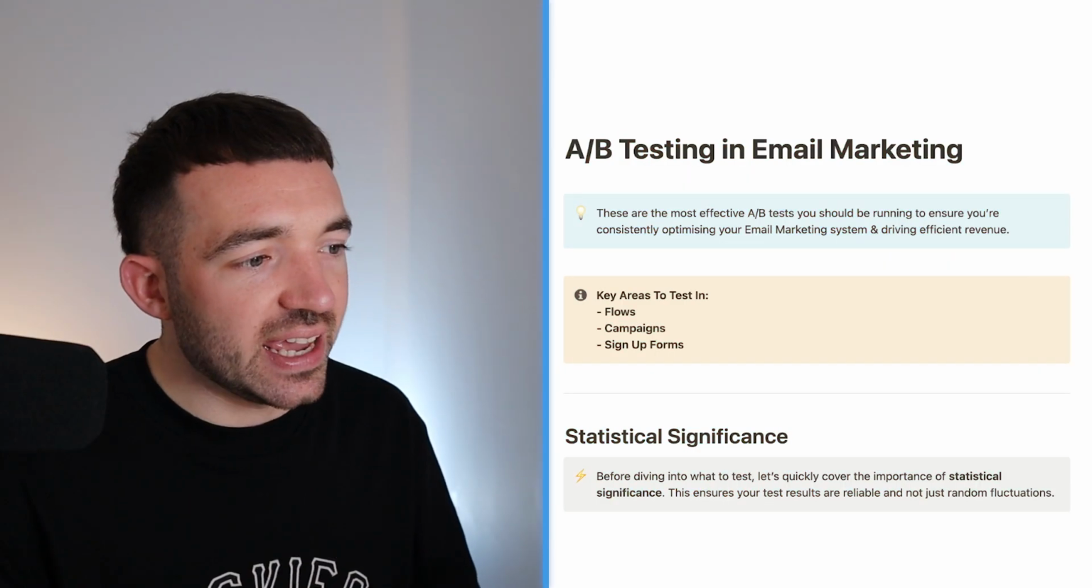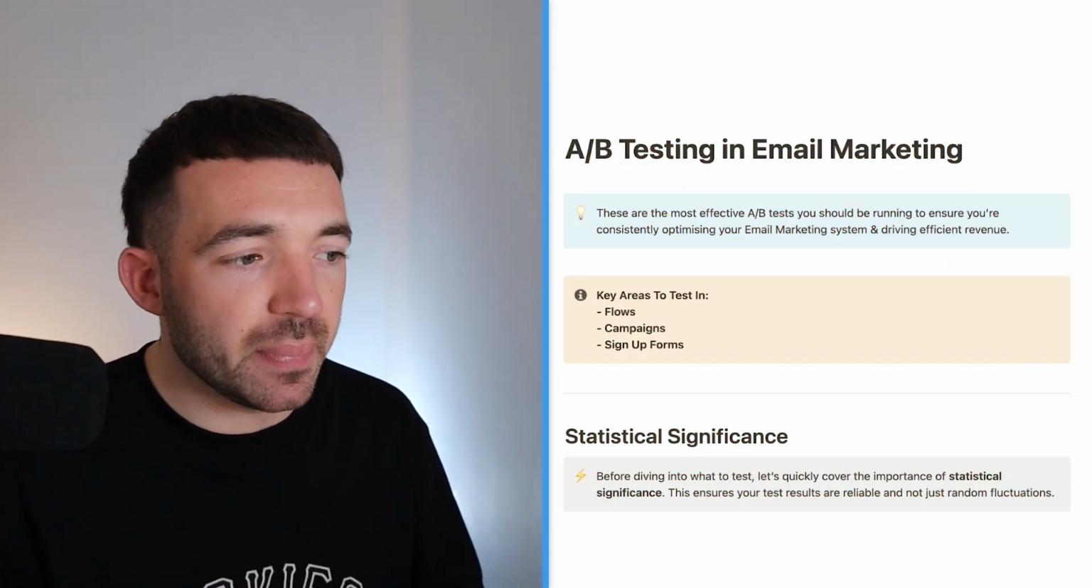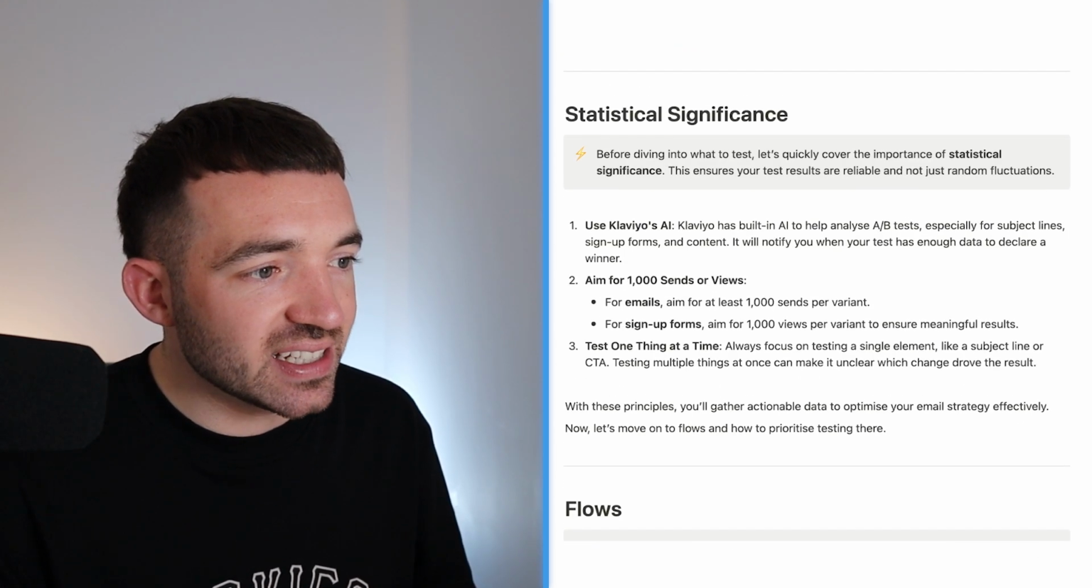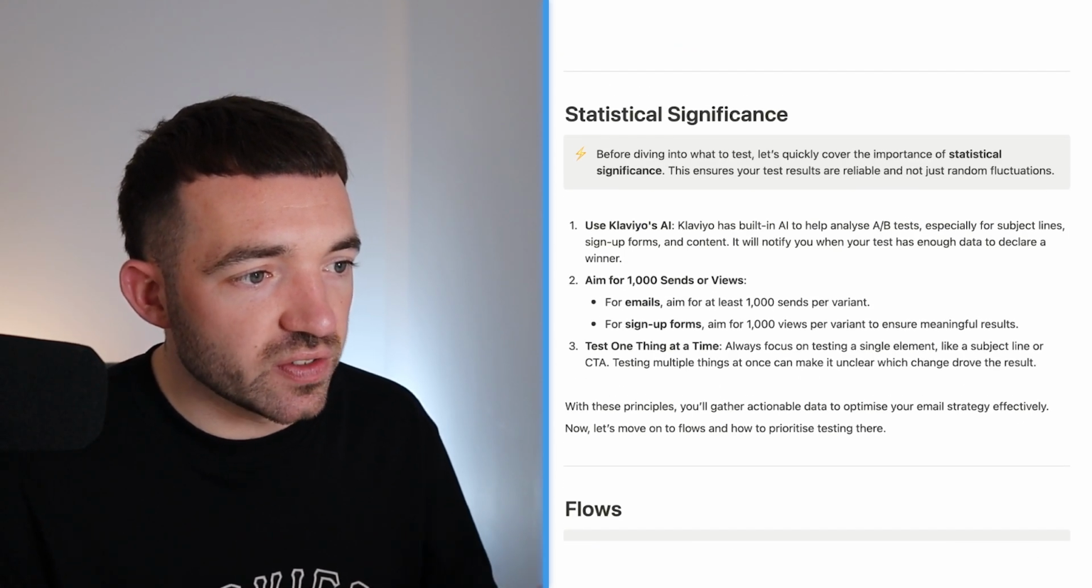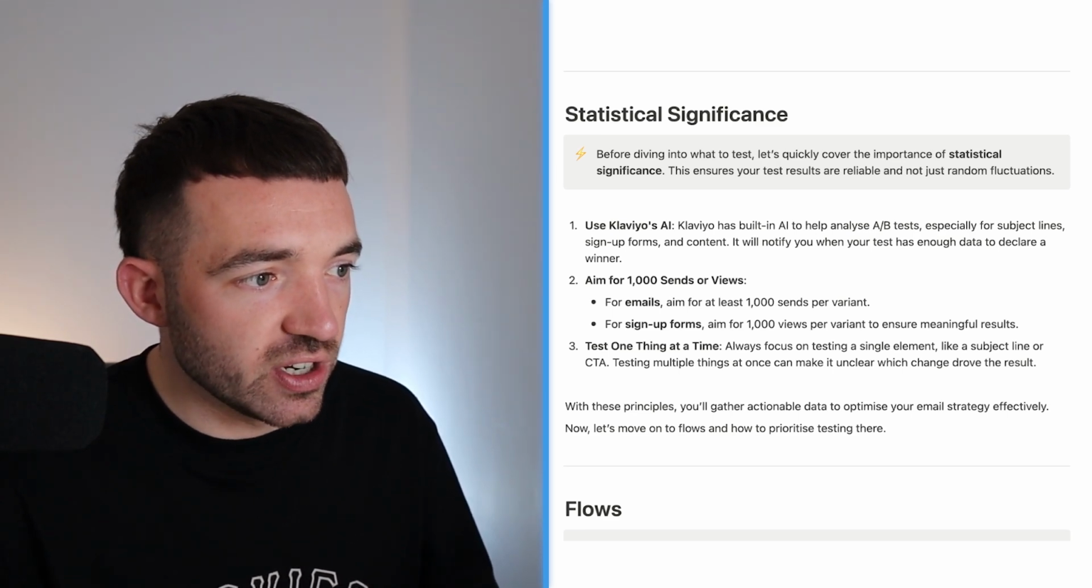So let's move over to my screen and I'll show you the most effective A/B tests you should be running to ensure you're driving efficient revenue from your email marketing. Okay, so the key areas you want to be testing in your email account are your flows, your campaigns, and your sign-up forms. But before diving into what to test, let's quickly cover the importance of statistical significance. This ensures your test results are reliable and not just random fluctuations.